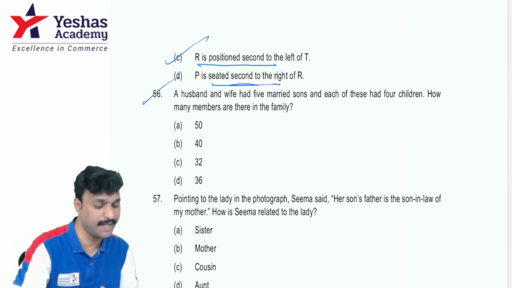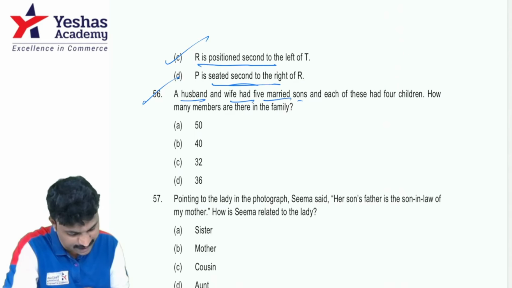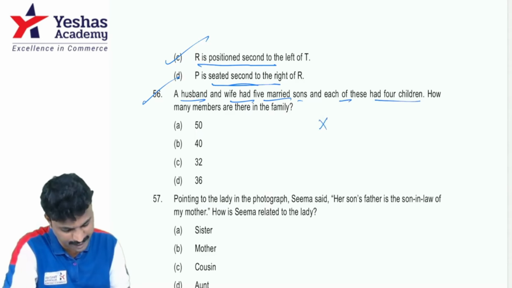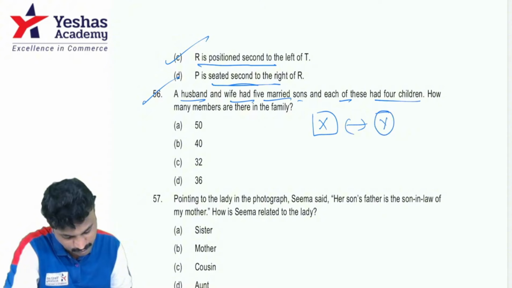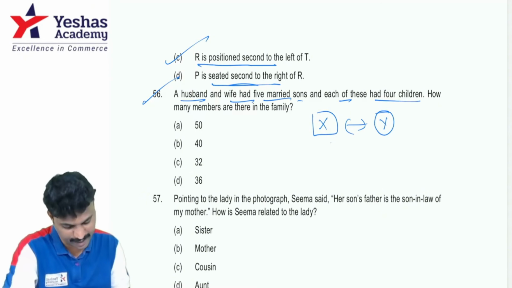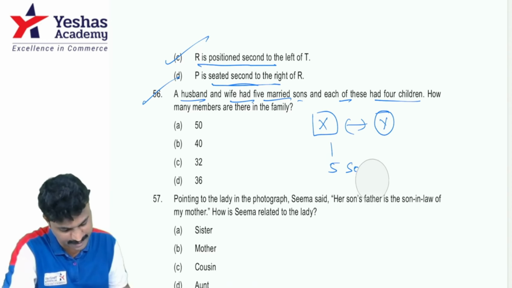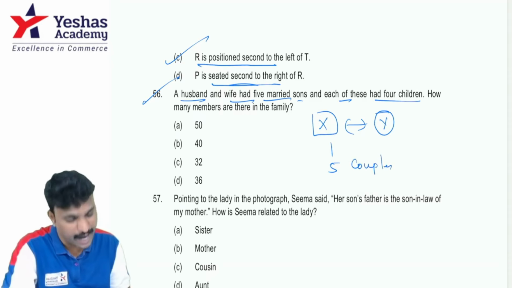Question number 56. A husband and a wife had 5 married sons and each of these had 4 children. Let's say X and Y are husband and wife, have got 5 married sons. Okay, 5 sons. That means 5 couples actually. 5 married sons means 5 couples. 5 couples means 10 persons, right?